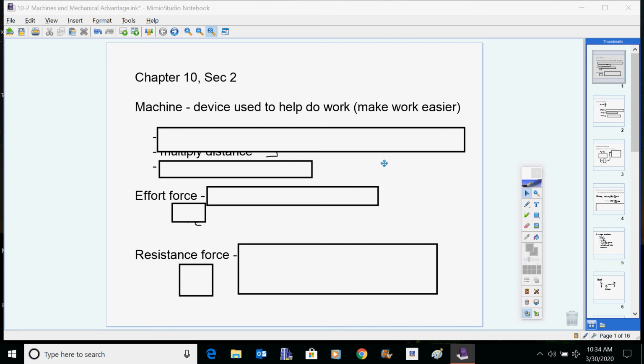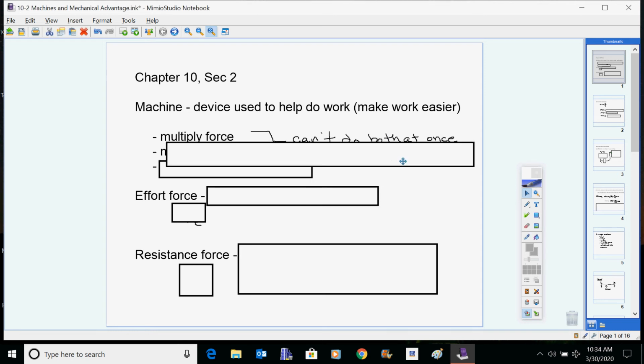All right, so we're going to talk about machines today. A machine is a device that's used to help do work. In other words, it can be used to make your work easier. Now, some machines do this in one way and some in another way, so I want to talk a little bit about what it means as far as making your work easier. So one thing a machine can do is multiply force.